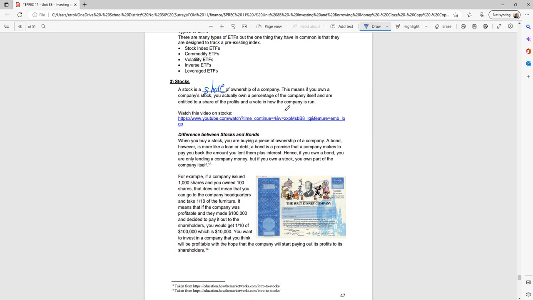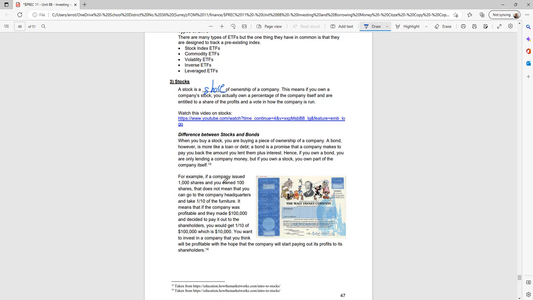There is a video for you to take a look at. Difference between stocks and bonds. When you buy a stock, you're buying a piece of ownership of a company. A bond, however, is more like a loan. So you're loaning money to a company. The bond is a promise that the company makes to pay you back the amount you lent them plus interest. Hence, if you own a bond, you are only lending the company money. But if you own a stock, you actually own a portion of the company itself.